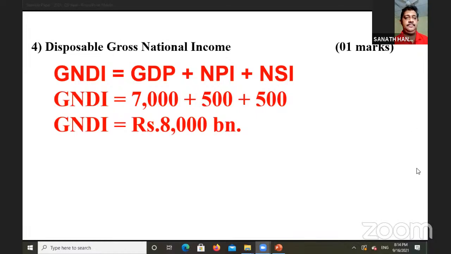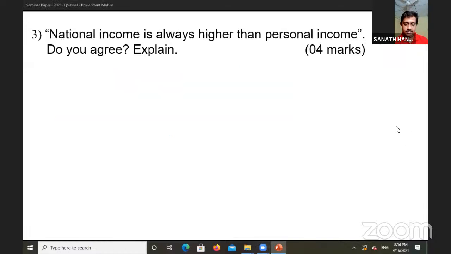Next one. National income is always higher than personal income. The answer for this selection is here, in the section on personal income and national income. National income is not always higher than personal income. National income sometimes can be lower than personal income or higher than personal income.